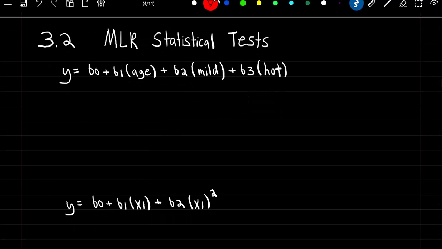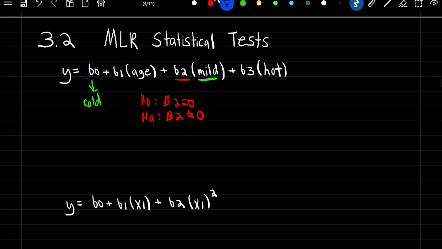In 3-2, we learned how to do the statistical test of multiple linear regression. So if we were to take a t-test of our beta 2 parameter, our null hypothesis is going to be that our beta 2 parameter is equal to 0, and our alternative hypothesis that our beta 2 is not equal to 0. So what this is saying is that if we fail to reject, then the mean between mild and cold is the same. And if we reject our null hypothesis, it's saying that the mean between cold and mild is different.